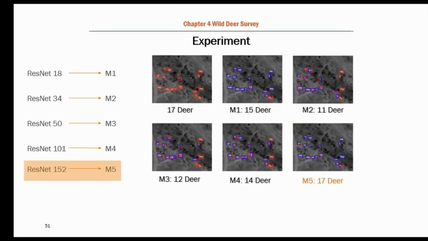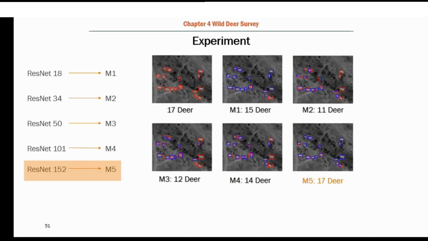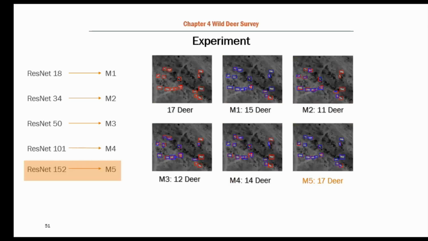For example, this original thermal image contains 17 objects, and the object detection model using ResNet 152 can successfully identify all 17.